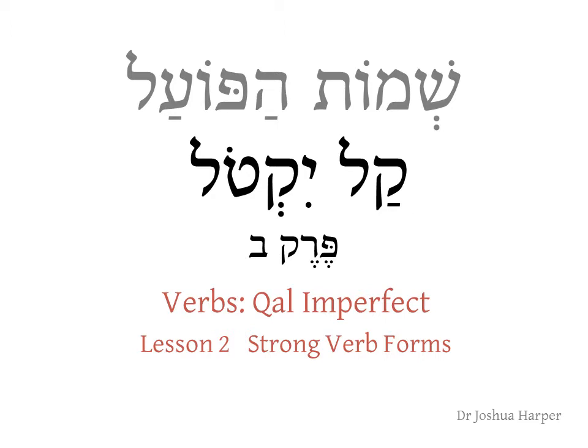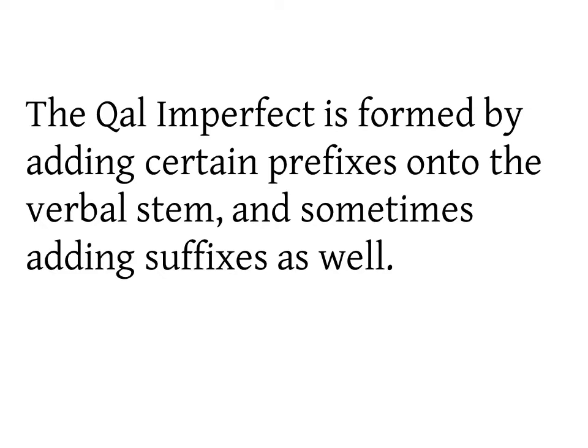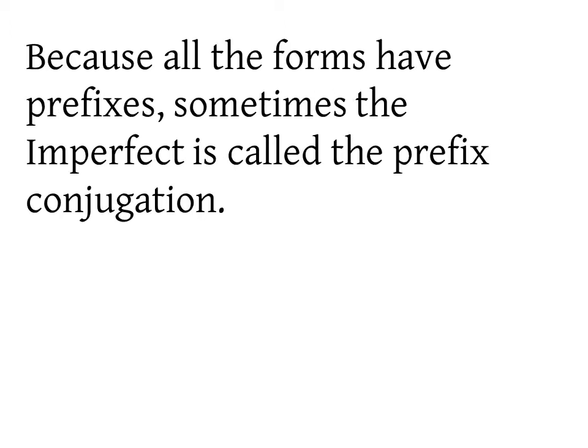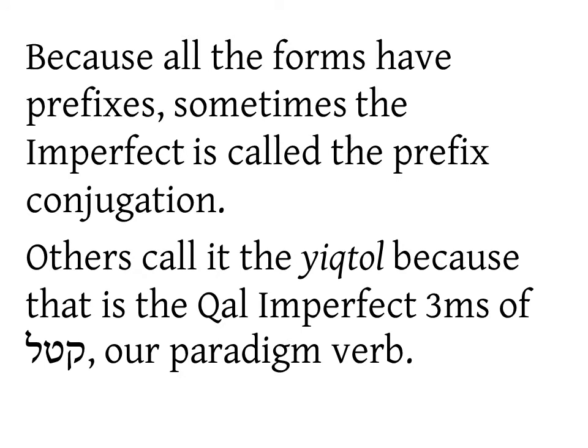The Qal Imperfect, Lesson 2, the forms of the strong verb. The Qal Imperfect is formed by adding certain prefixes onto the verbal stem, and sometimes by adding suffixes as well. Because all the forms have prefixes, sometimes the imperfect is called the prefix conjugation. Others call it the yiktol, because that is how the Qal Imperfect third masculine singular of qatal, our paradigm verb, will sound.